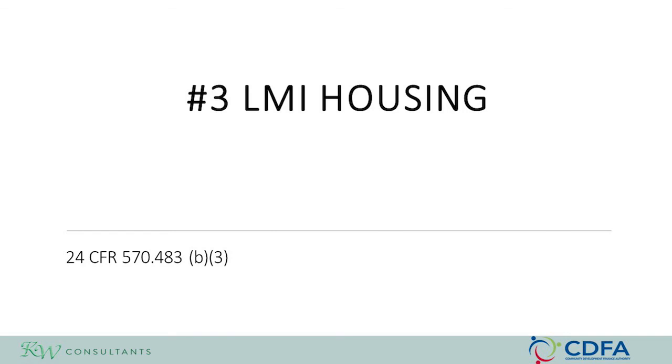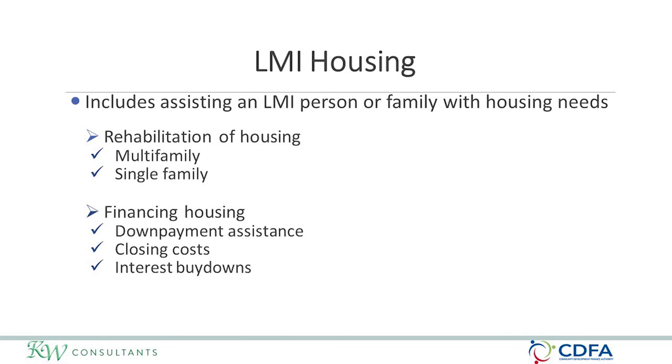The third way to meet the low to moderate income benefit is housing. LMI housing is any type of housing assistance utilizing CDBG, and you qualify your housing slightly different than you do all the other LMI national objective categories. When you're doing low to moderate income housing, you are not qualifying based on the number of people and the income of a family, but rather the number of people and the income of the housing unit or the household.